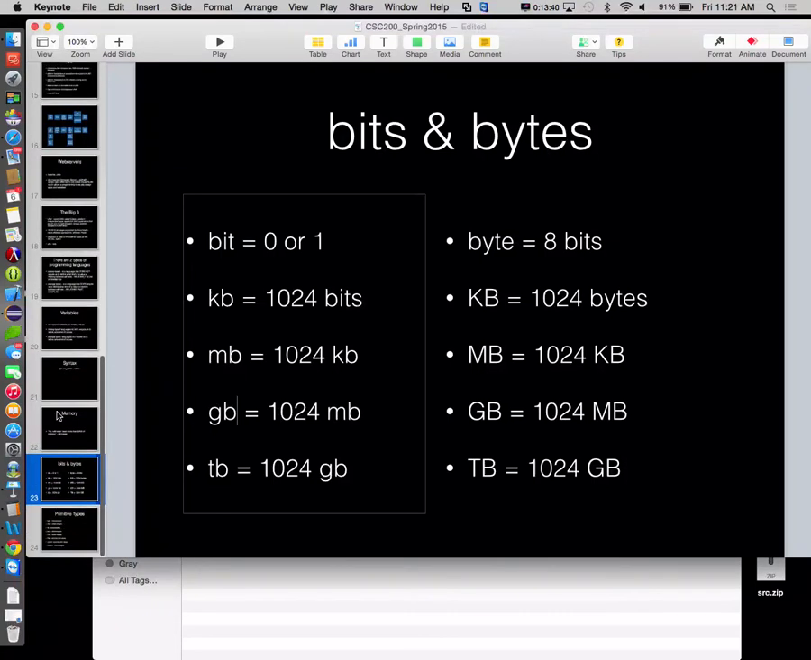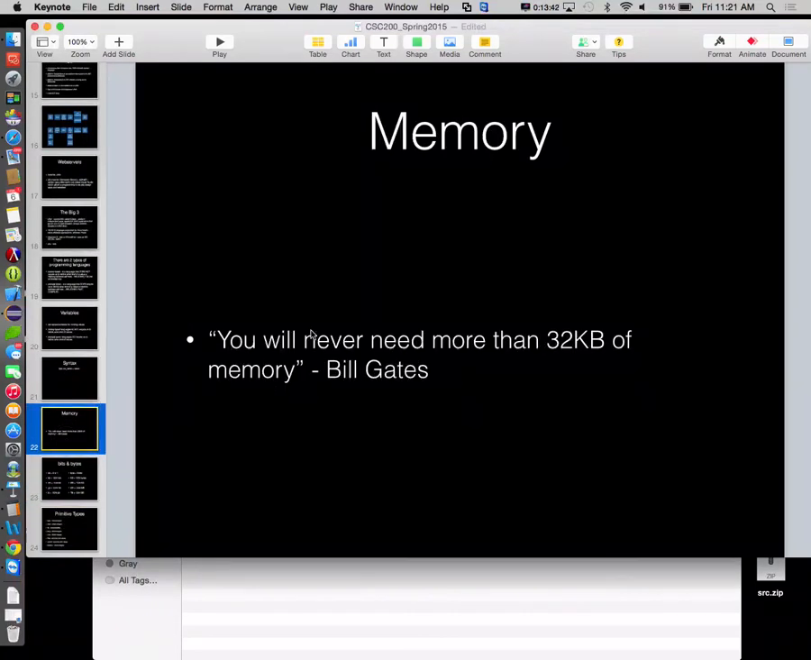And as I said over here, where did I say it? Here. You will never need more than 32 kilobytes of memory. And as we polled the class, it seems like the average in here is about 8 gigabytes of memory. Pretty high average though, so a lot of you have fairly new computers. Typically, I would say if I were making a guess at the average amount of RAM in most computers today, it would be 4 gigabytes.